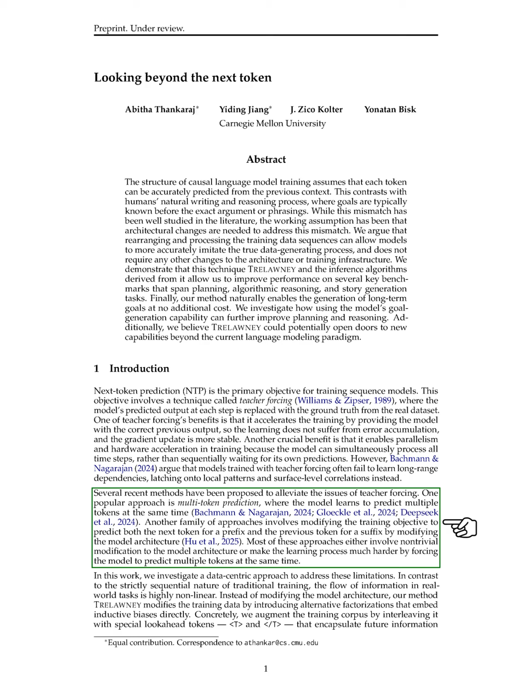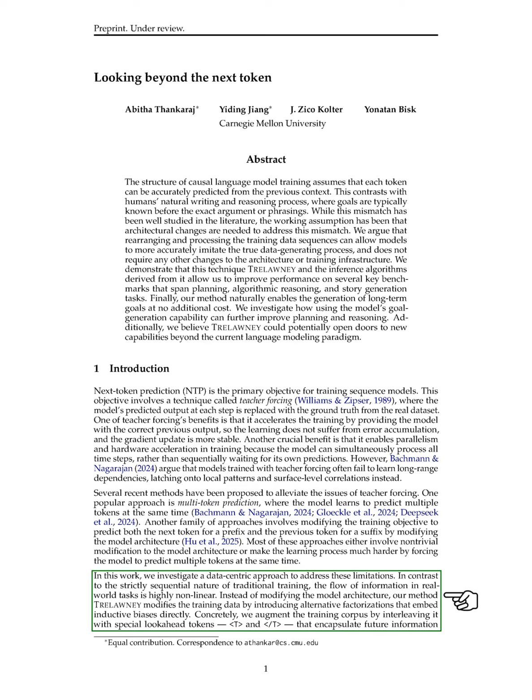One common approach is multi-token prediction, where the model learns to predict several tokens simultaneously. Other methods modify the training objective to predict both the next token for a prefix and the previous token for a suffix, which can complicate the learning process. In our work, we explore a data-centric approach to overcome these limitations.